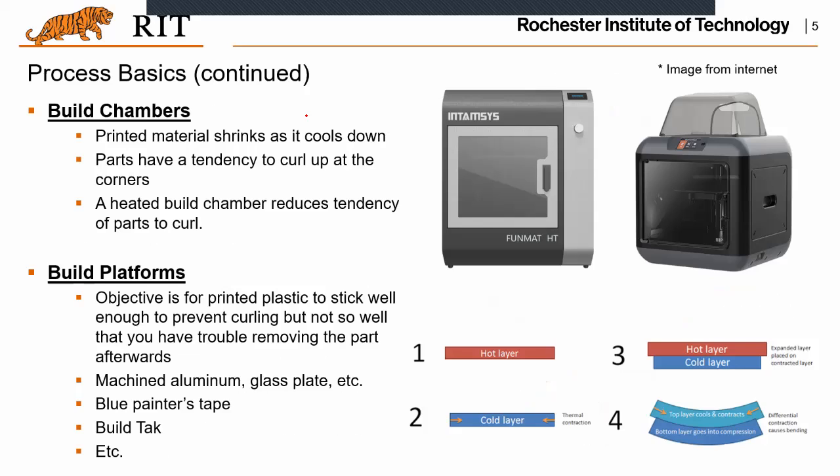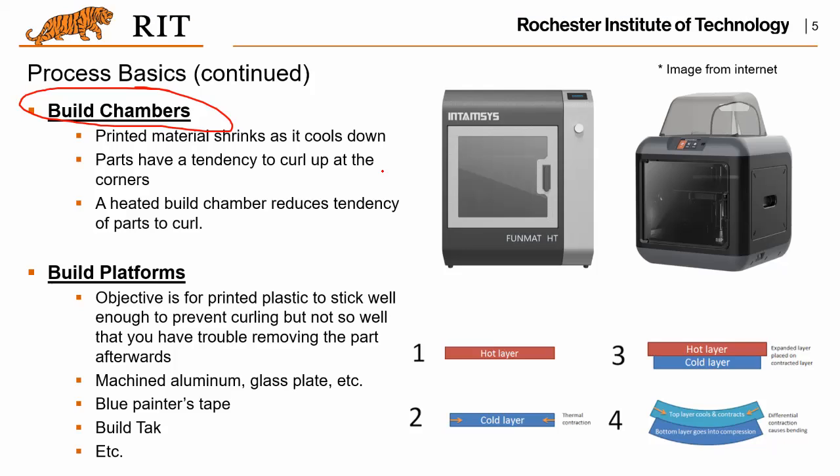Actually, different 3D printers have different appearances. For example, some of the printers have this kind of chamber. So what's the function of this chamber? That is because the printed material will shrink during the printing. When its temperature drops, there will be shrinkage. Therefore, the part has a tendency to curl up at the corners.